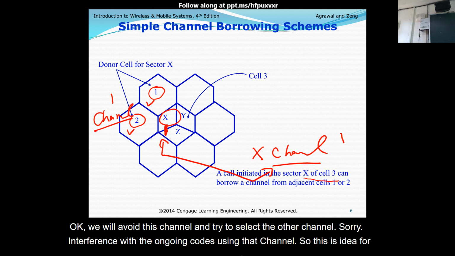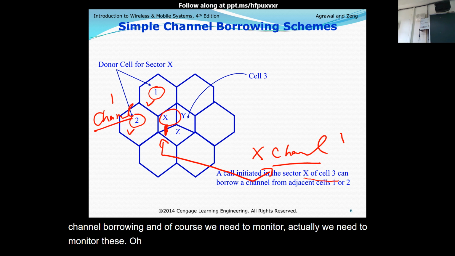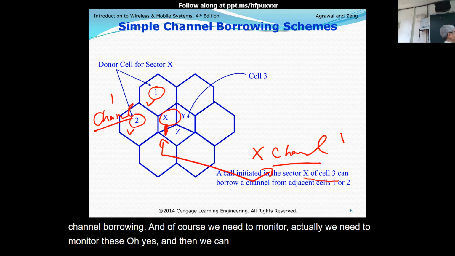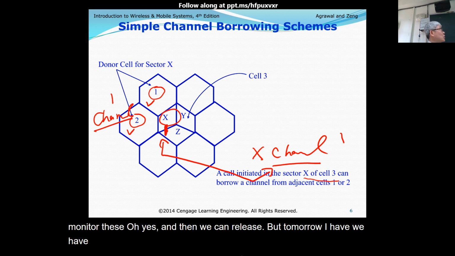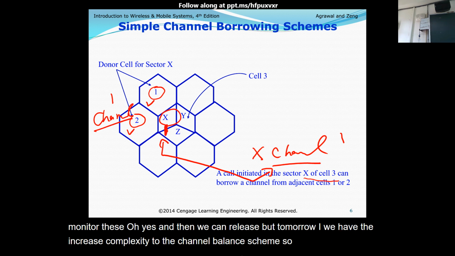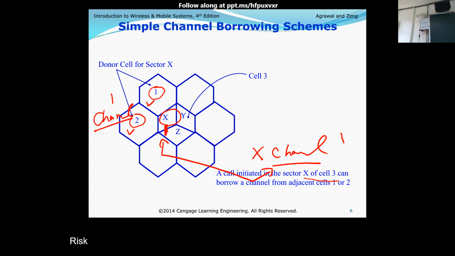And of course, we need to monitor this. And then we can release. But to monitor, we have increased complexity in the channel borrowing scheme. Normally, if we don't have that, we may have the risk of interfering with the other channels.